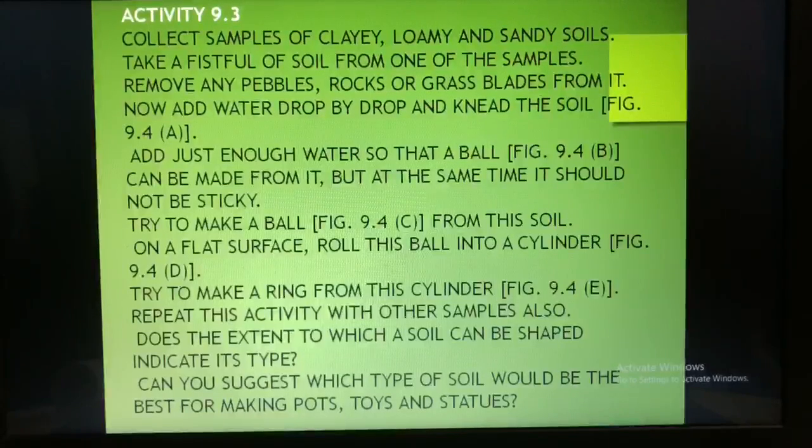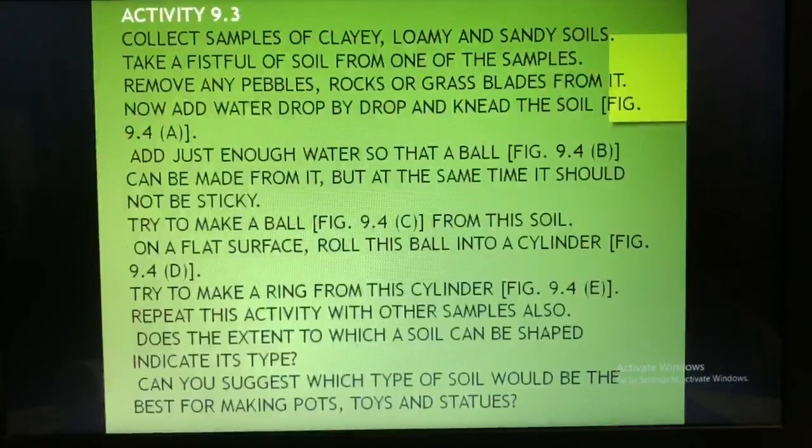Take a fistful of soil from one of the samples. Fistful means one hand. Remove any pebbles, rocks or grass blades from it. So what you have to remove? Small stones and all, rocks, grass, if it is there, you have to remove it. You might have seen in your home also when you are putting any grains in the soil, what you do? First you dig it, then you remove all the particles, then you put the grains in it, and then the plant will come out. Like that only here also you have to remove the pebbles, rocks or the grass from it.